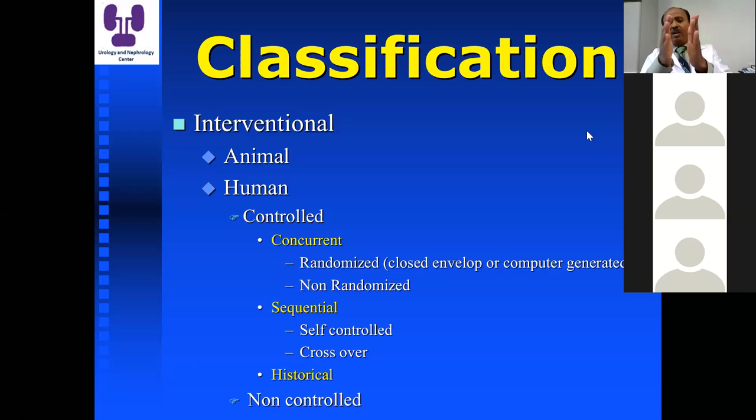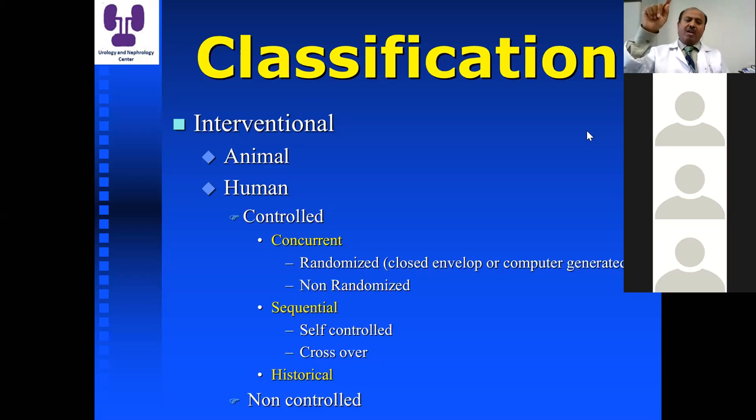So we have 100 envelopes. Inside each envelope there is a label: control, control, control. So 50 control, 50 intervention. After making sure that we have 100 divided one-to-one, we mix the envelopes in a random way. And after doing this, we arrange them from 1 to 100.